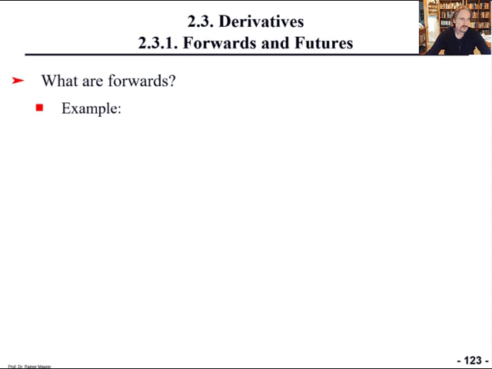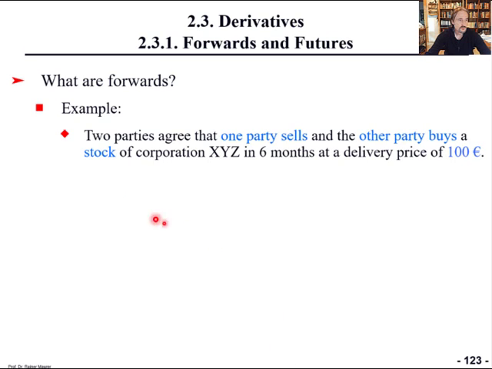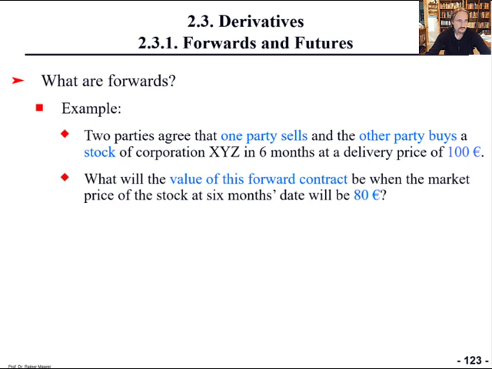Let's make an example of how the price of a forward contract is determined at the date of maturity. For example, let's assume that two parties agree that one party sells, the other party buys a stock of corporation XYZ 6 months ahead in the future at a delivery price of €100 for one stock. Now let's consider what the value of this forward contract will be when the market price of the stock in 6 months will be €80.